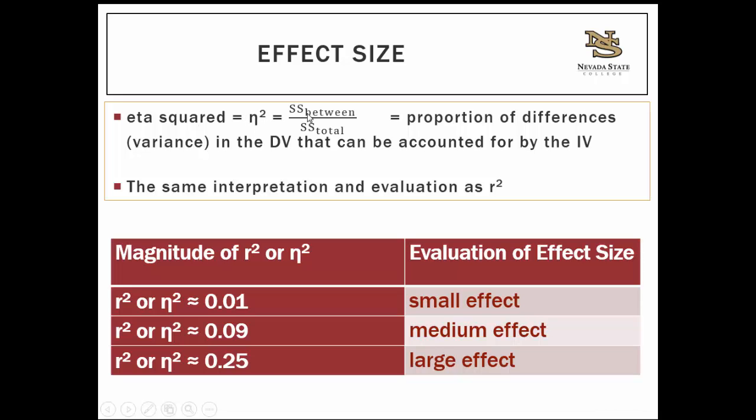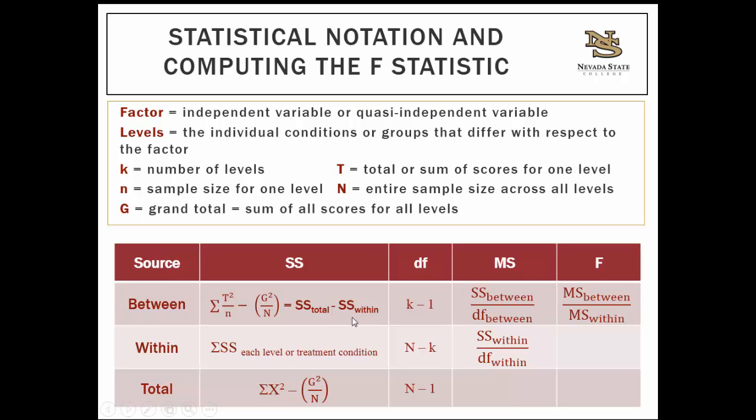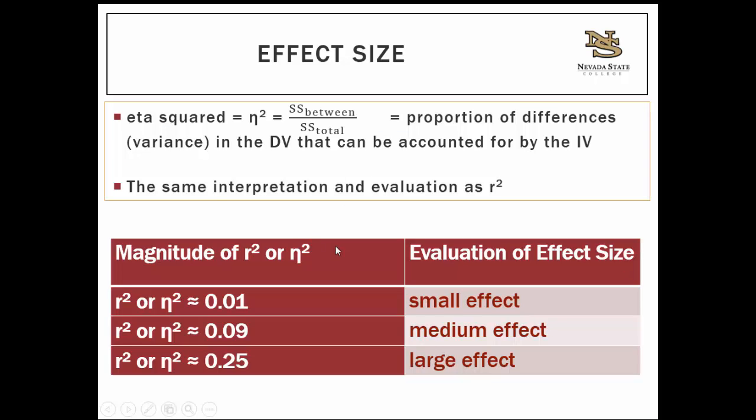And it's equal to the sum of squares between divided by the sum of squares total. So you'll simply go to your source table, take this divided by this to get your effect size. Now the cool thing about eta squared is that the interpretation is the exact same as for r squared.